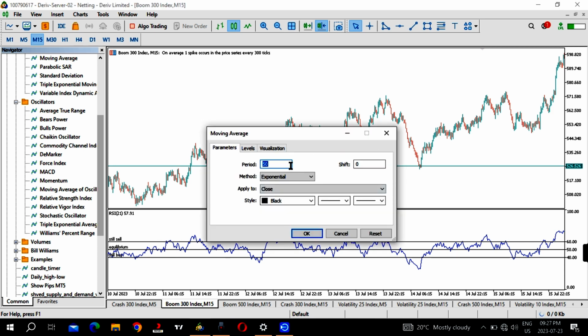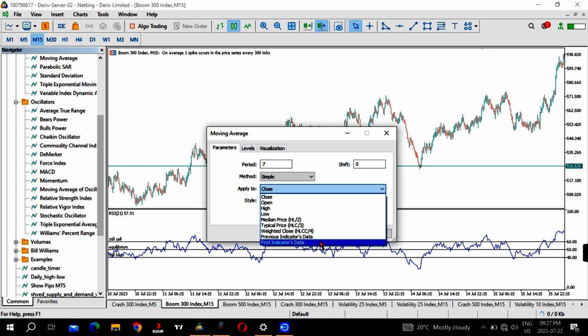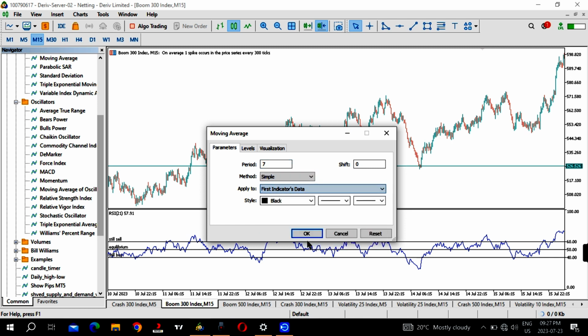And if you're on a phone, you just insert the moving average on the indicator window that the RSI is on, right? So the moving average is going to be a period of 7. Exponential, right? I'm going to be using simple here. Apply to, right? I'm going to say apply to first indicator data.